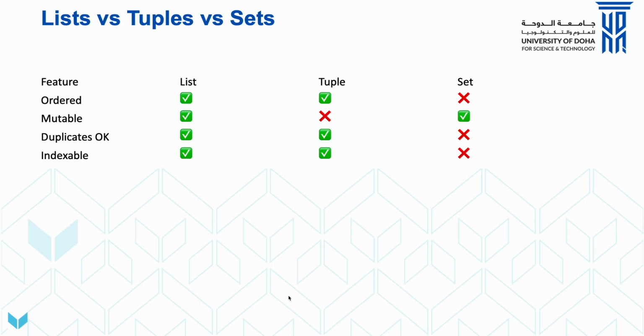If you need something to be ordered, you can either use lists or tuples. If you want to have things that are mutable, sets and lists could work. If you want duplicates, then a list and tuple is okay, but obviously not a set. And if you want to be able to index things, then you don't use sets. Really, sets are useful for one thing, and that is you don't want duplicates. That's really what they're used for.